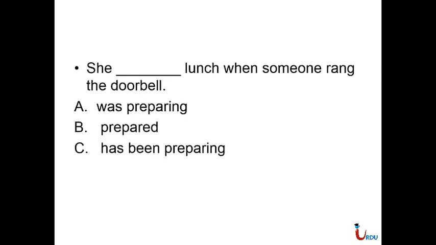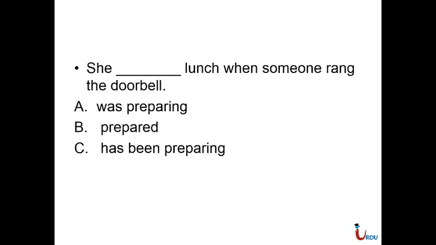She was preparing lunch. She prepared lunch. She had been preparing lunch. In this, the answer is A. Again, she was preparing lunch. Why? Because this is past perfect. Or this is actually, sorry, that's my bad. Take that back. This is simple past. She was preparing lunch, and then she stopped when somebody rang the doorbell.